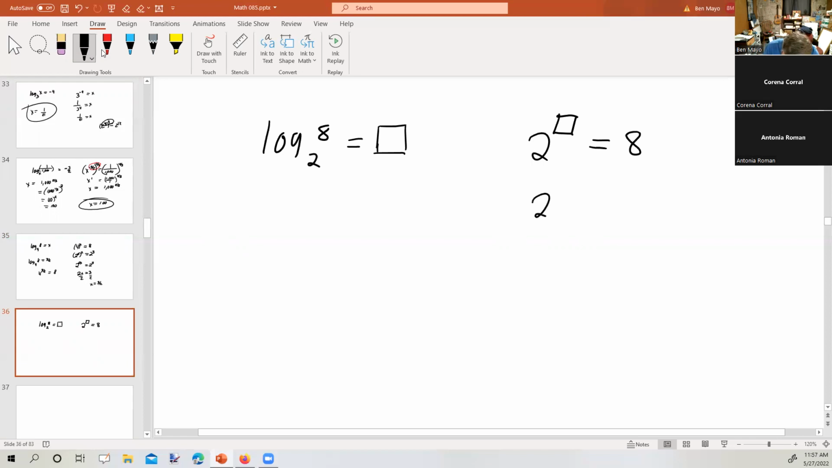But I could go further and say, well, 8 is 2 cubed. So now I have an exponential equation. 2 raised to the unknown box power equals 2 to the 3rd power. So the box equals 3. So log base 2 of 8 is 3 because 2 cubed equals 8. All right with that? Yes. Okay.